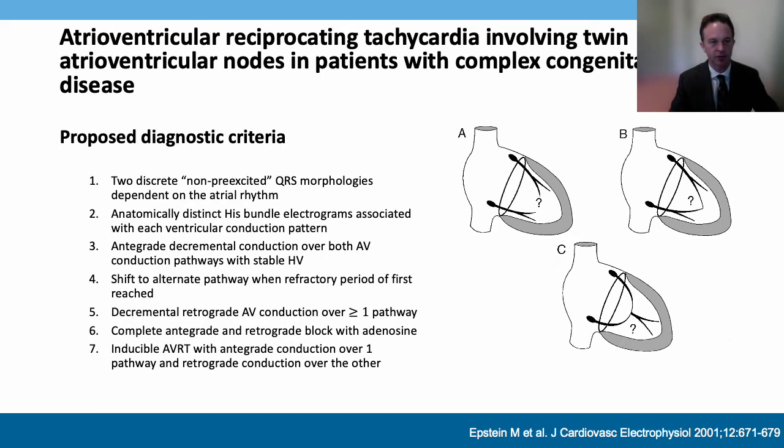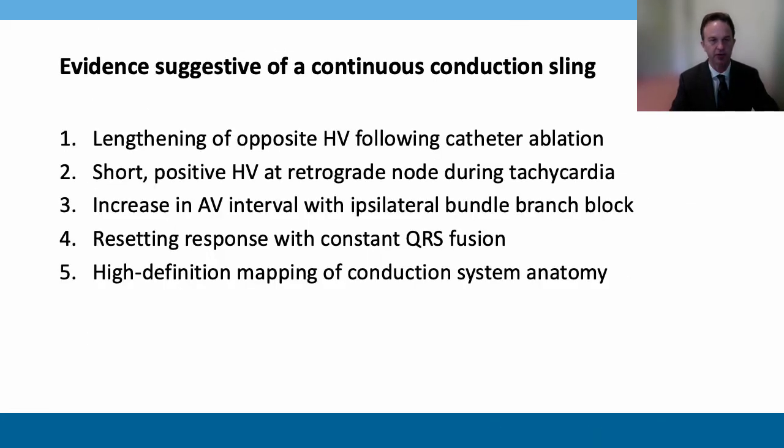Number 5, you have decremental retrograde AV conduction over at least one pathway. 6, complete antegrade and retrograde block with adenosine. And 7, inducible AVRT with antegrade conduction over one and retrograde conduction over the other. And we'll see that these are not always seen, though, in all cases.